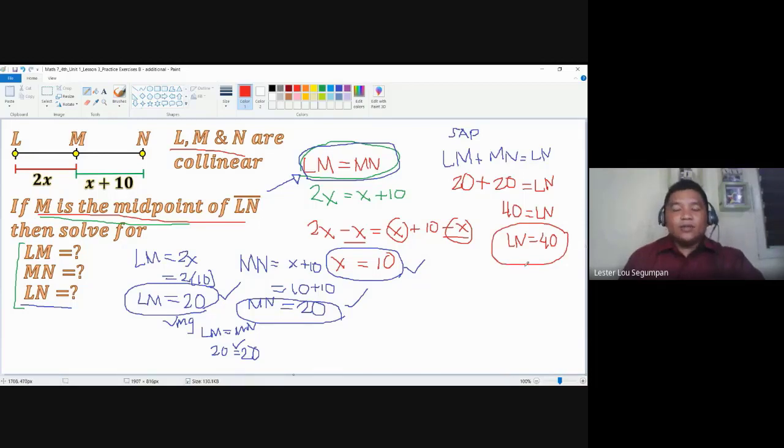This is now the value of the measurement of line segment LN. And if you're going to divide this into two equal parts, as far as the midpoint is concerned, you will get 20 and 20 for both line segments. This is the additional problem. It's still concerned with midpoints, but not with the coordinates of L, M, and N anymore, but with the measurement of the lengths given to be variables or unknowns.